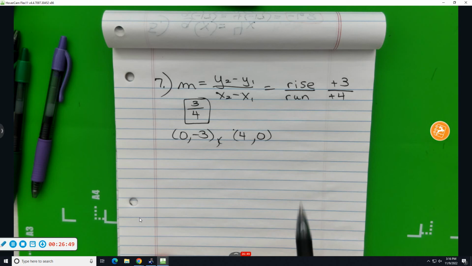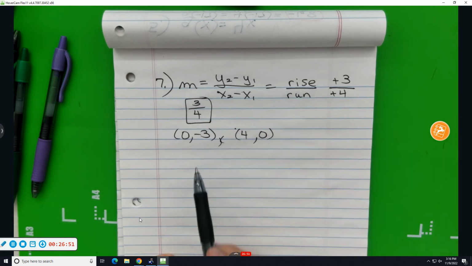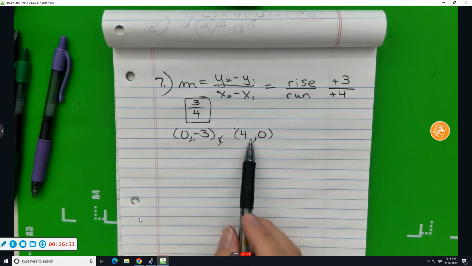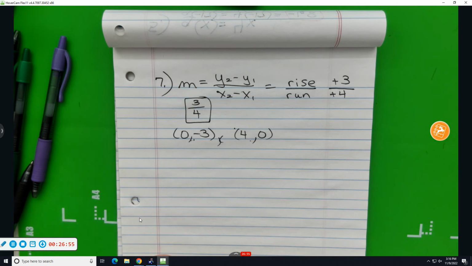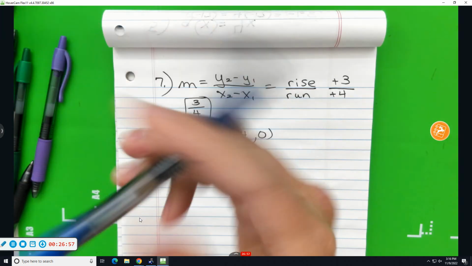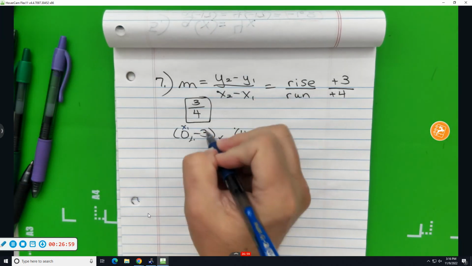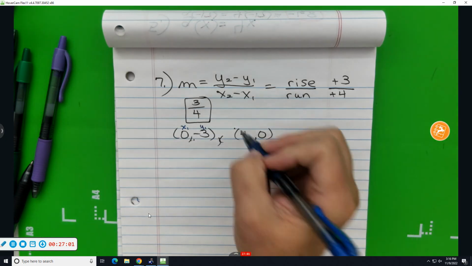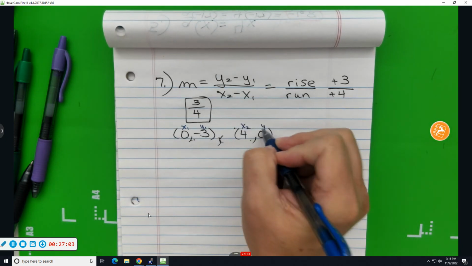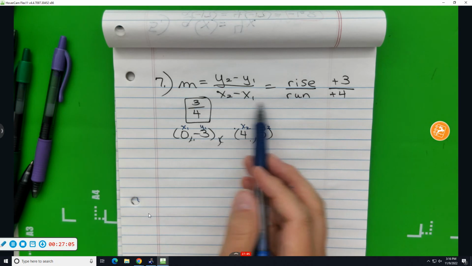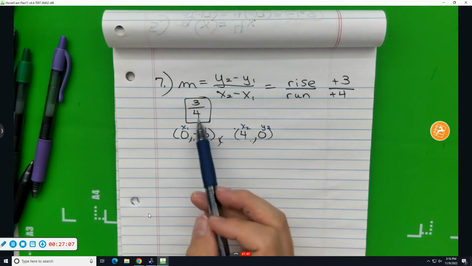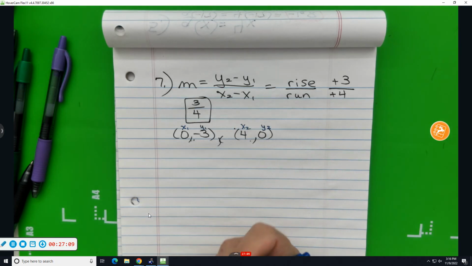Instead of using rise over run, we could have identified 2 points on the graph and then said, okay, this is x1 and y1. This is x2 and y2. Then use the slope formula. If we do, I bet you we're going to get 3/4. Do y'all want to see that? Yes? Okay.